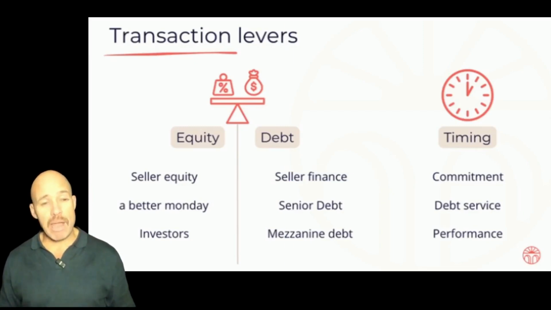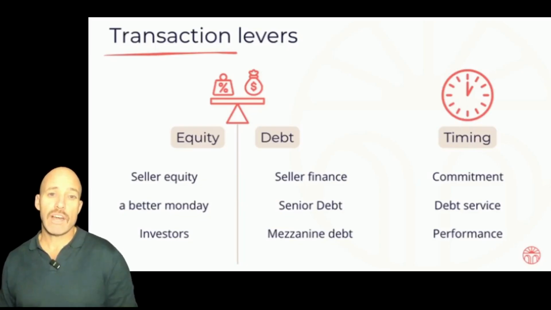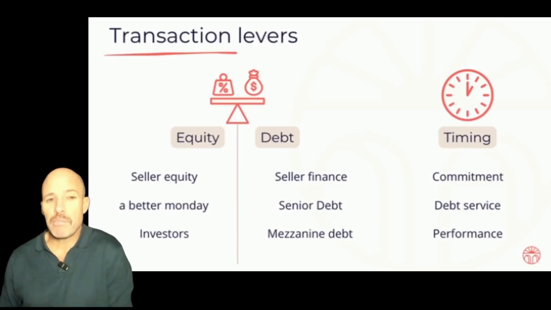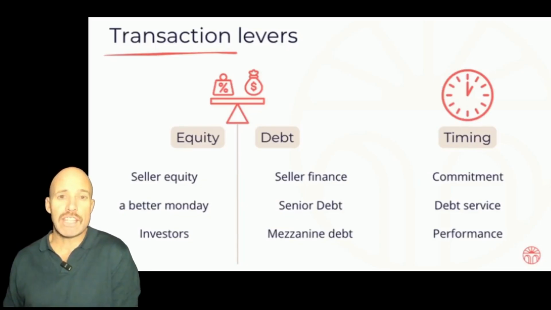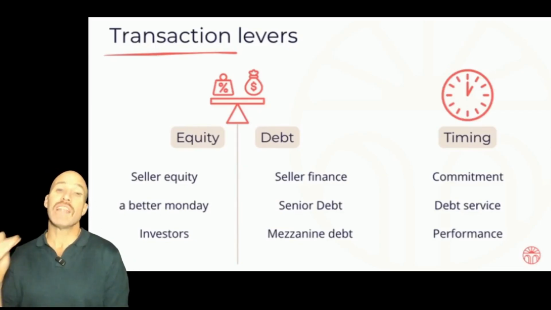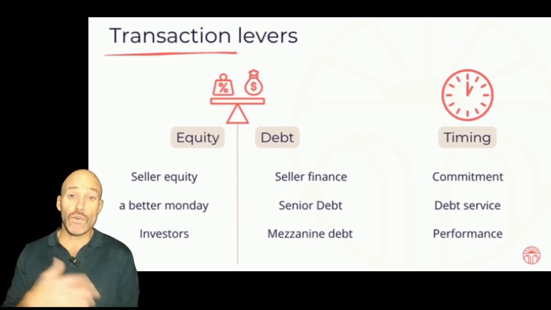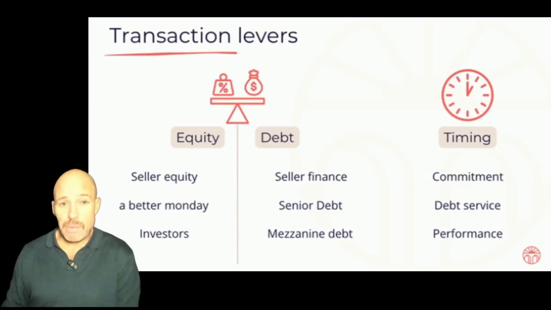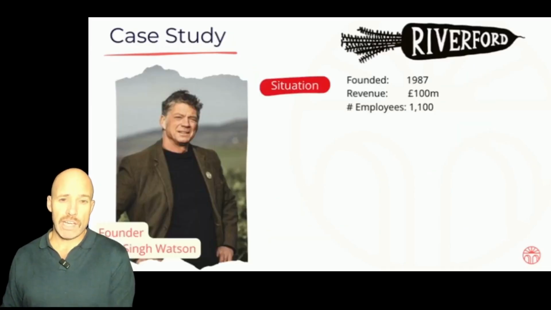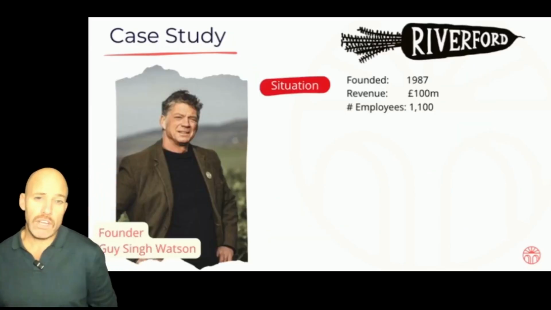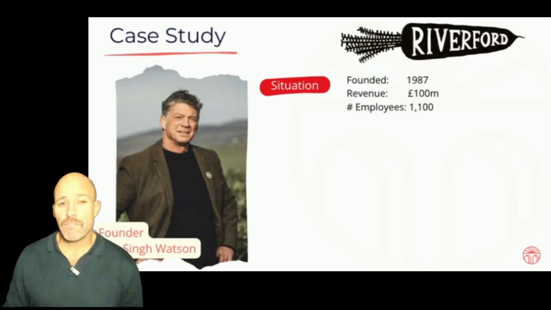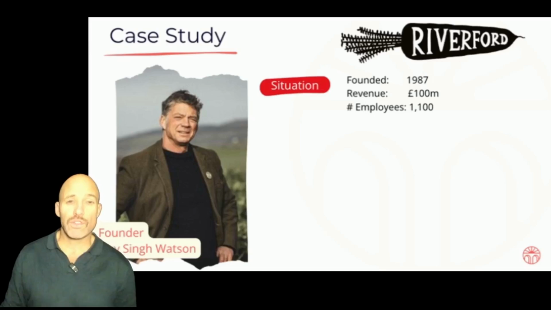That may be taking the sale over a longer period of time based on the company's performance, and having caveats in there so that if the company's not performing to the level we need, you can forego particular payments. There have been so many examples of very successful companies going down this path. One of those is Riverford Organics, a UK company that founder Guy Singh-Watson started back in 1987. He grew the business amazingly well to over 100 million pounds of revenue and 1,100 employees. But he wanted to exit to his employees.